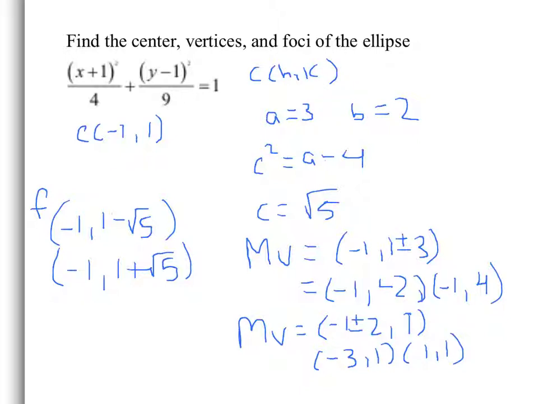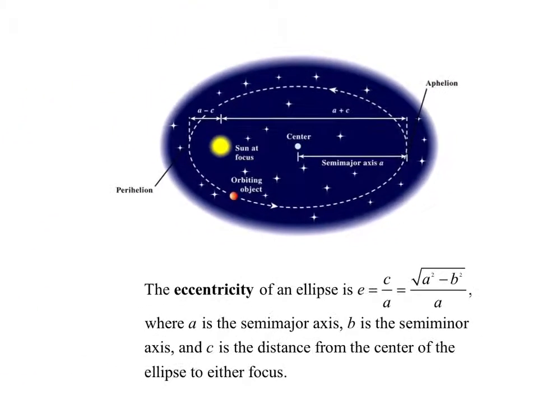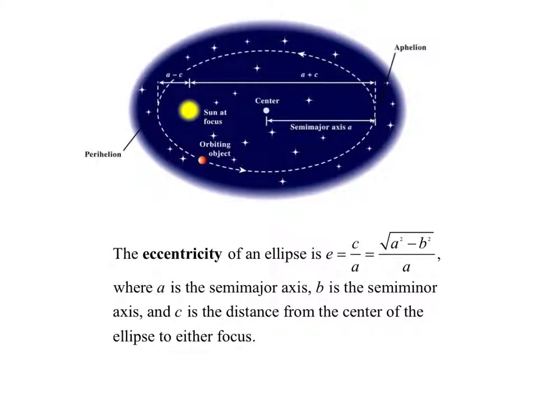So let's look at an example here. Here's an equation that we might need to know. It says the eccentricity of an ellipse is e equals c divided by a, which equals the square root of a squared minus b squared, over a, where a is the semi-major axis, so half the major axis. b is the semi-minor axis, so half the minor axis. And c is the distance from the center of the ellipse to either focus. So that's what they're talking about, okay?